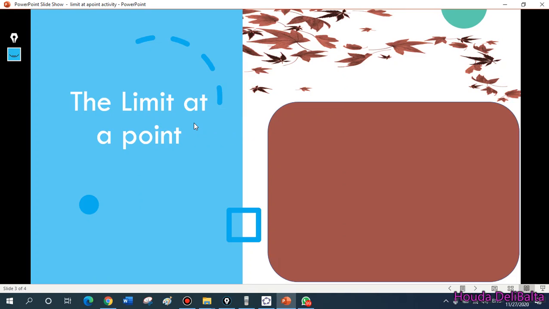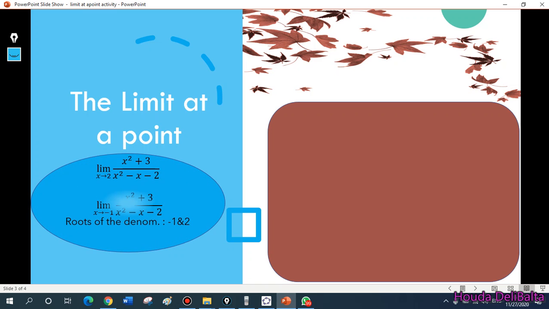Now, dear students of grade 11, let's continue training exercises about limits, and especially the limit at a point. Here is an example. We have to find the limit as x tends to 2 and as x tends to minus 1 of (x squared plus 3) over (x squared minus x minus 2). First of all, as I keep telling you, we have to care about the roots of the denominator, because problems usually arise as x approaches those roots.